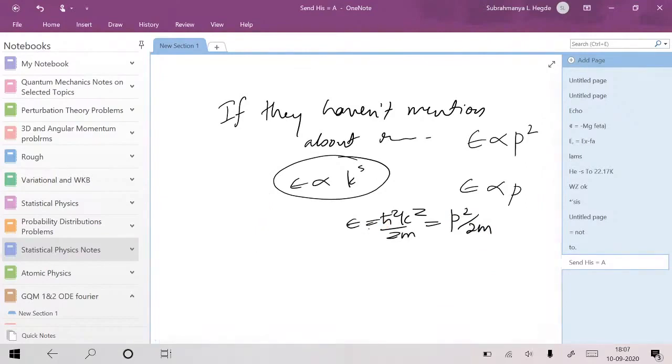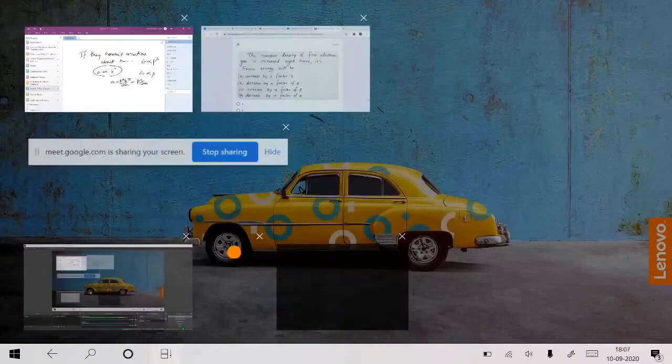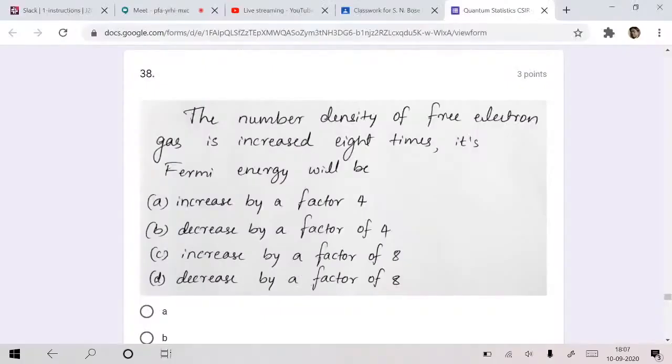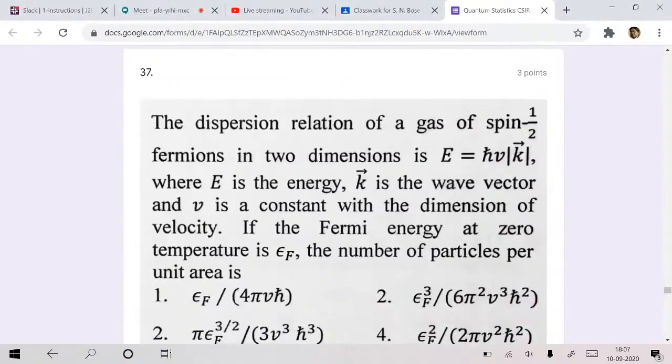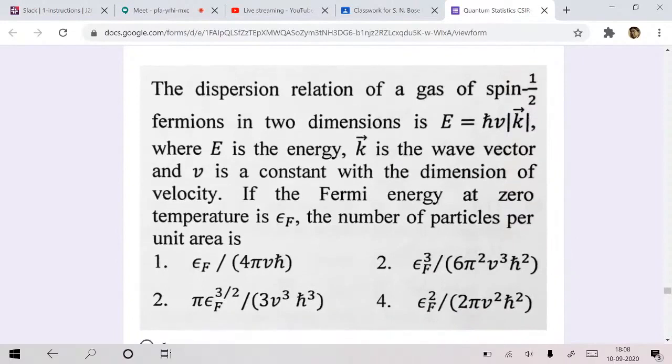Yes, tell me. Yes, sir. What about graphene? If they mention graphene, look here. In some questions they mention graphene, along with that I think they mention the dispersion relation. Look here, the dispersion relation is mentioned in the case of 2 dimensions. This is the question that I am expecting. The dispersion relation of a gas of spin-half fermions in 2 dimensions is E equal to h bar v into k. Am I right? Energy proportional to k means energy proportional to momentum. In the case of 2 dimensions, they mentioned it.